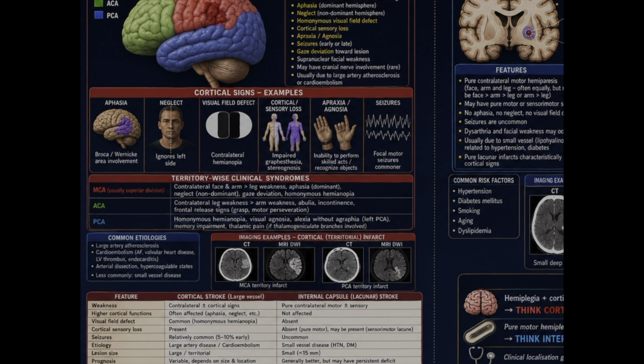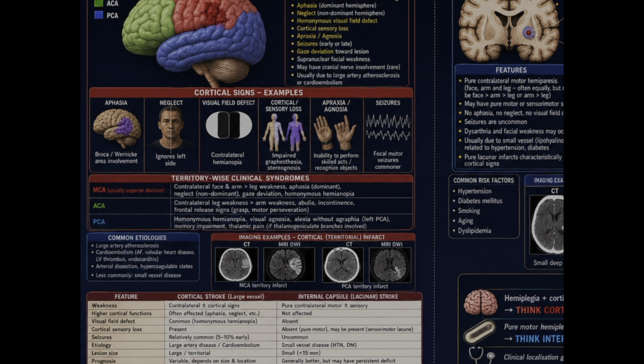If the anterior cerebral artery is involved, there will be contralateral leg weakness greater than the arm weakness. Urinary incontinence, abulia, frontal release signs and behavioral changes will be there in anterior cerebral artery.